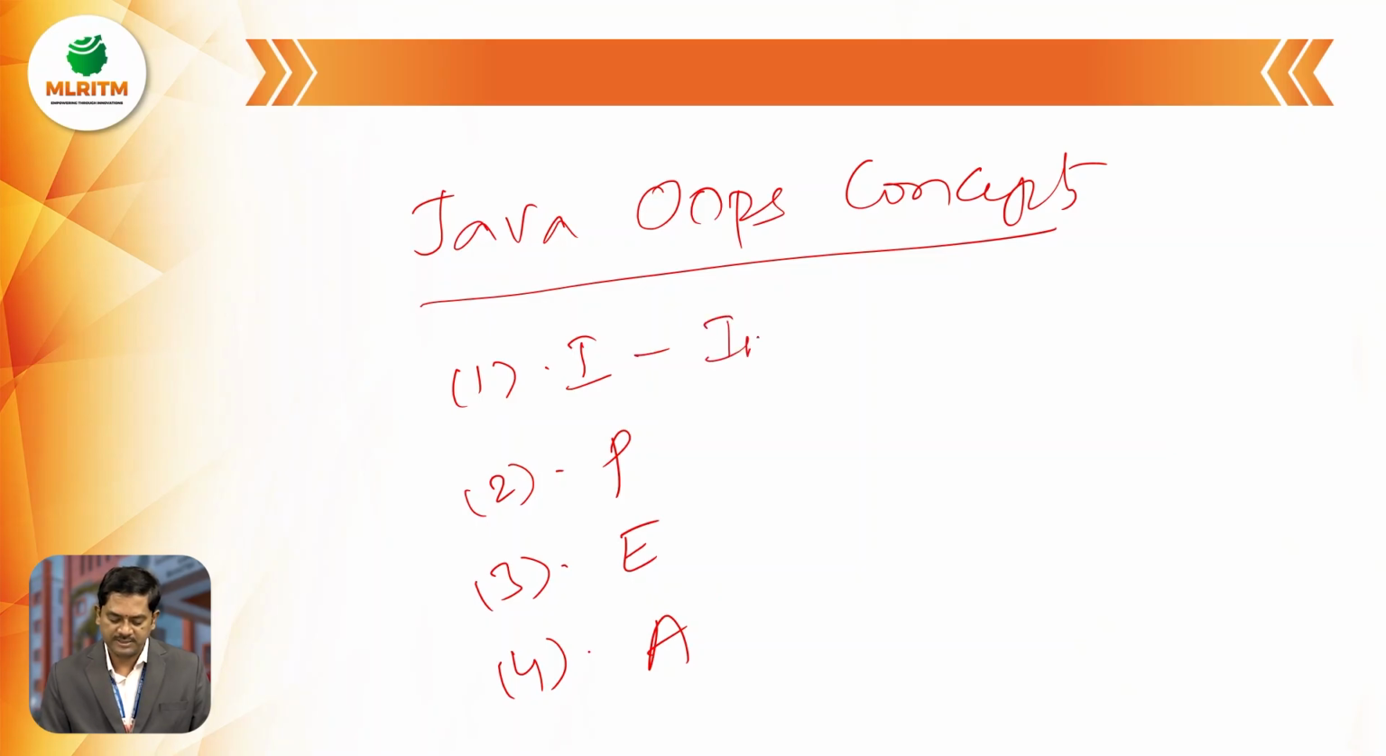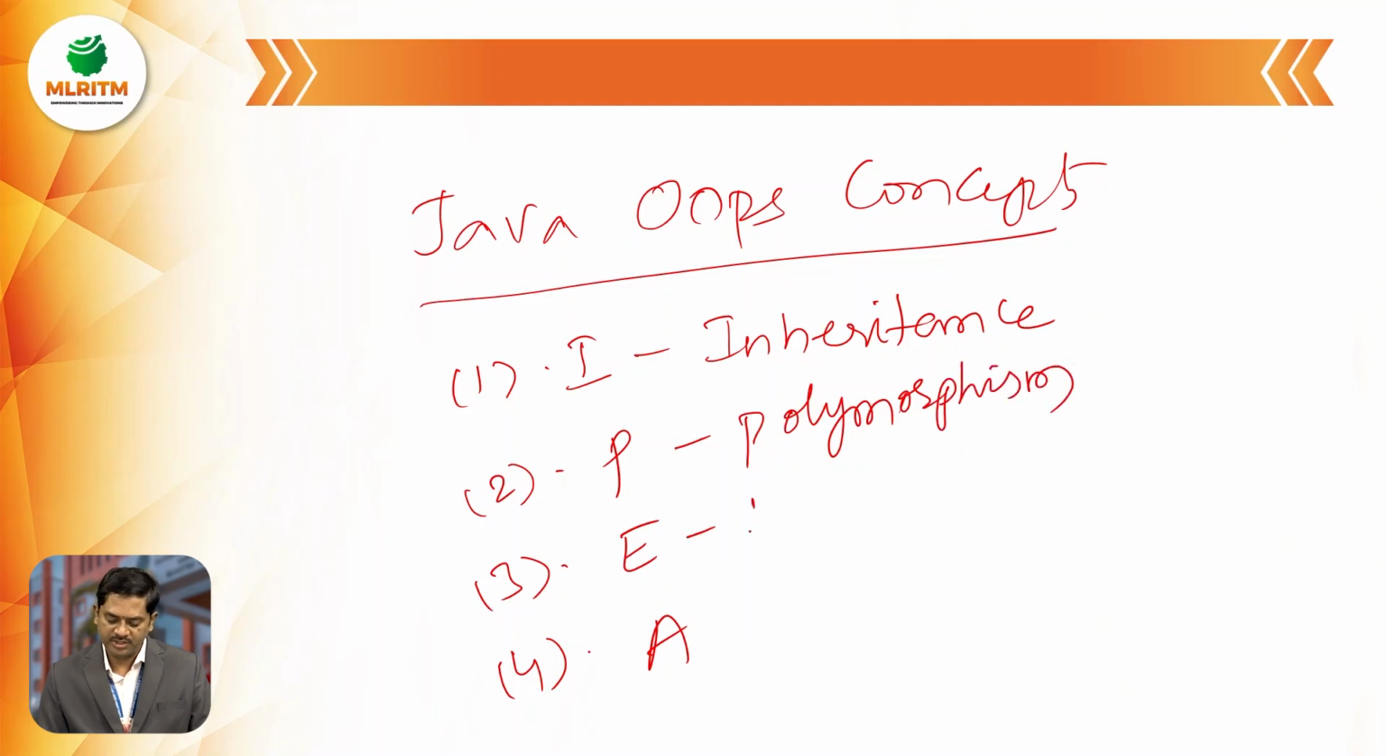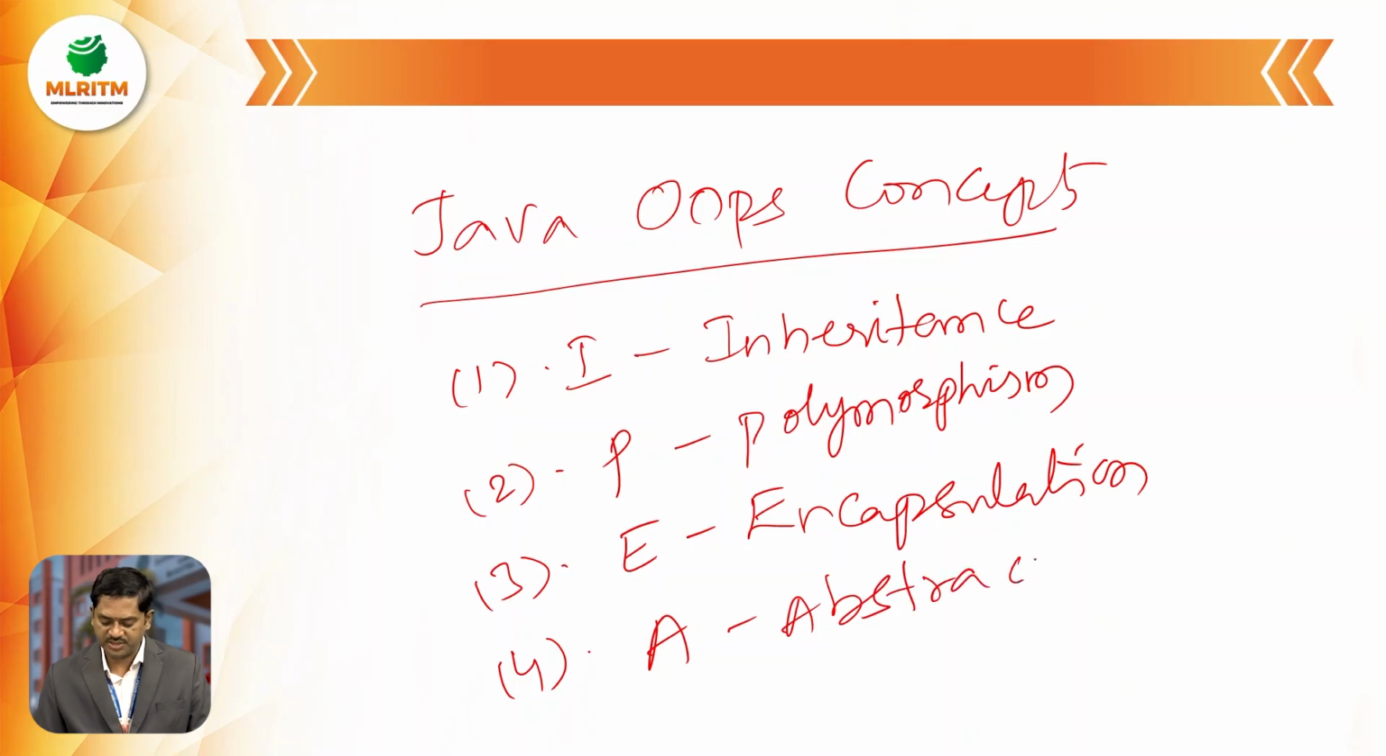The OOPS concepts in Java are 4 types. I stands for inheritance, P stands for polymorphism, E stands for encapsulation, and A stands for abstraction. These are the 4 OOPS concepts that we'll be looking at, and the detailed explanation of them we'll be seeing in the next class.